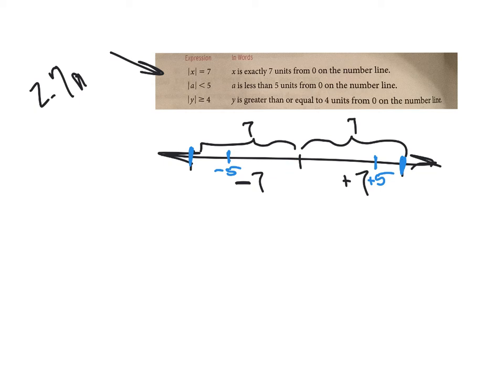So that means that we are talking about all the numbers this way up to 5, but not 5. So we're going to put a round circle there, and any of the numbers to the left of 0 down to -5, and we're going to put a round circle there, because it says the absolute value of a is less than 5. It cannot be equal to 5, so therefore we use a round circle.